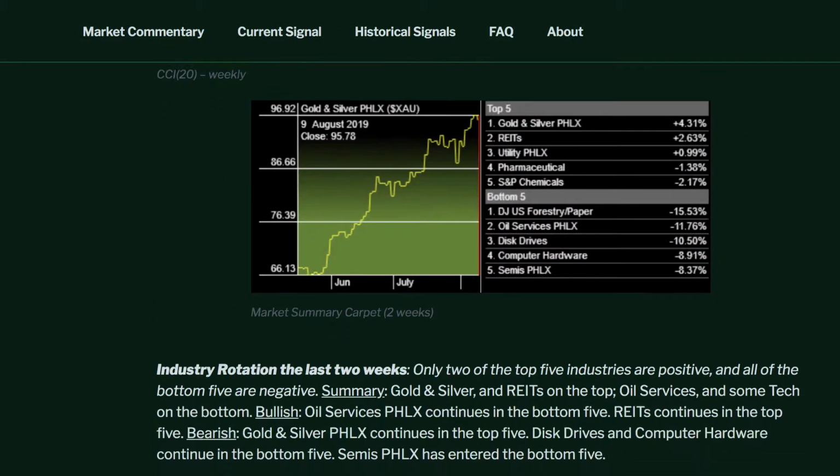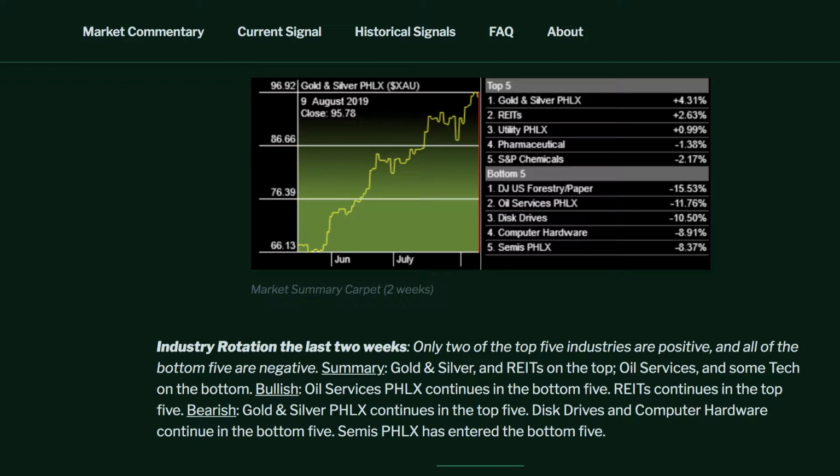Industry rotation the last 2 weeks. Only 2 of the top 5 industries are positive, and all of the bottom 5 are negative. Summary: gold and silver and REITs on the top, oil services and some tech on the bottom. Bullish: oil services continues in the bottom 5. REITs continues in the top 5. Bearish: gold and silver continues in the top 5. Disk drives and computer hardware continue in the bottom 5. Semis has entered the bottom 5.